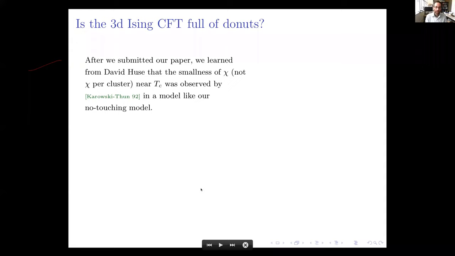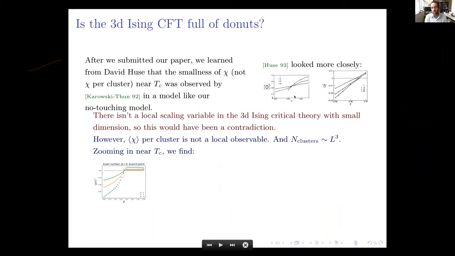After we submitted our paper, we got an interesting email from David Hughes, pointing out that a similar observation was made in 1992 in a model with self-avoiding walls, much like our no-touching model. And he had looked at it more closely. And so here's, this is temperature, this is something like the Binder cumulant, something that should cross at the critical point.